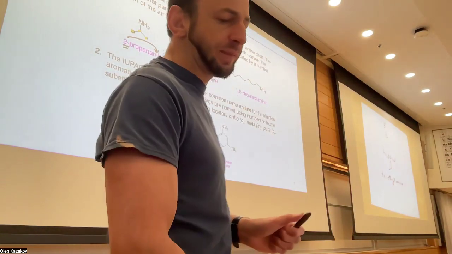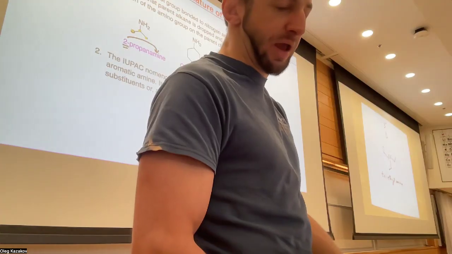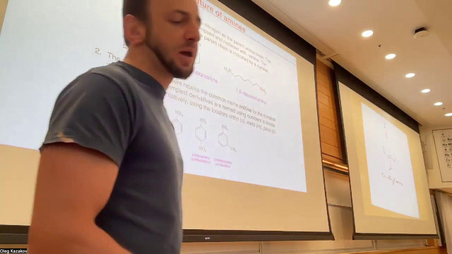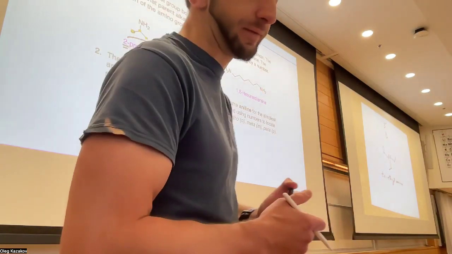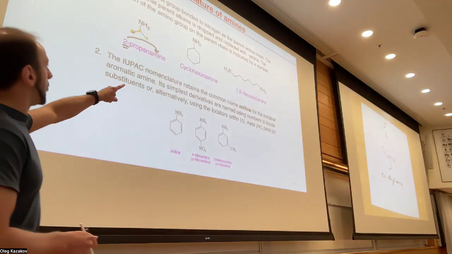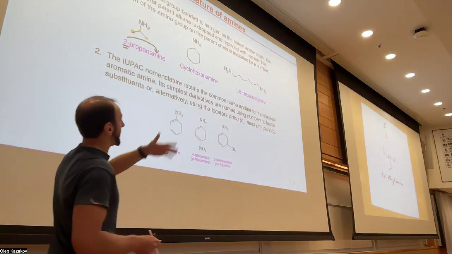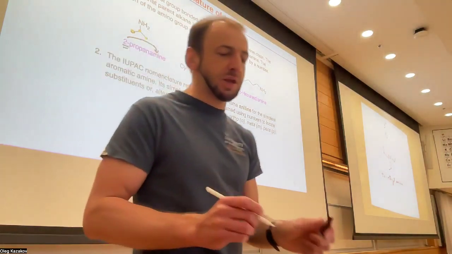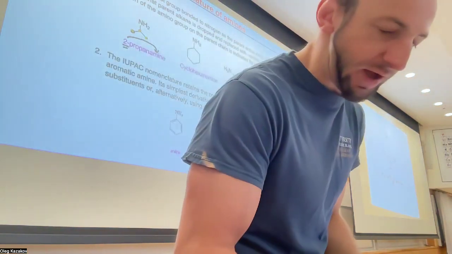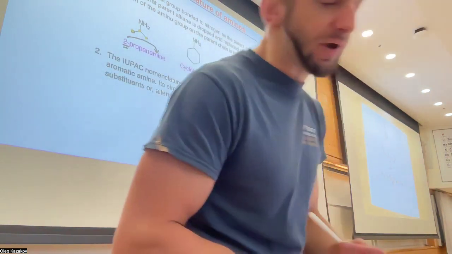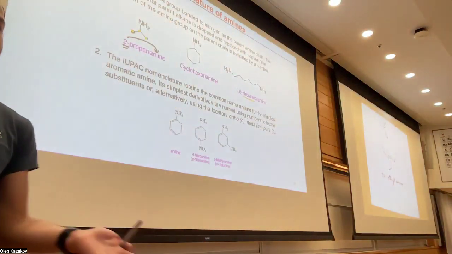So then what else? You can also have amines with two functional groups, right? So in this case, you are going to have, again, 1,6-hexane diamine, right? So in this situation, we are going to use hexane as the root, right? So it's going to be basically the alkane name.